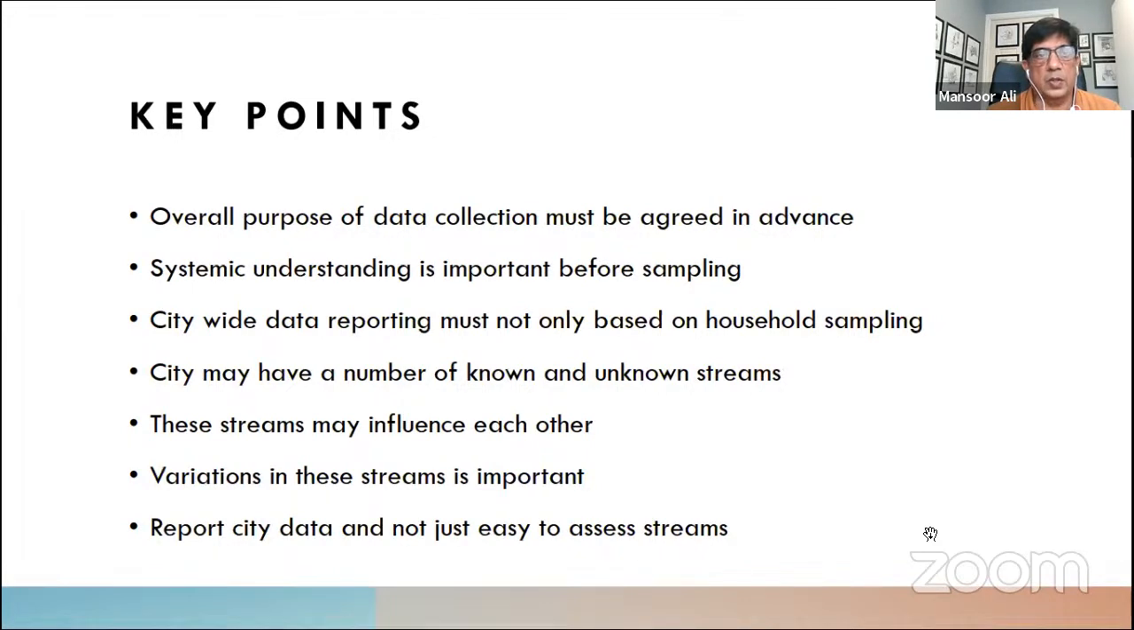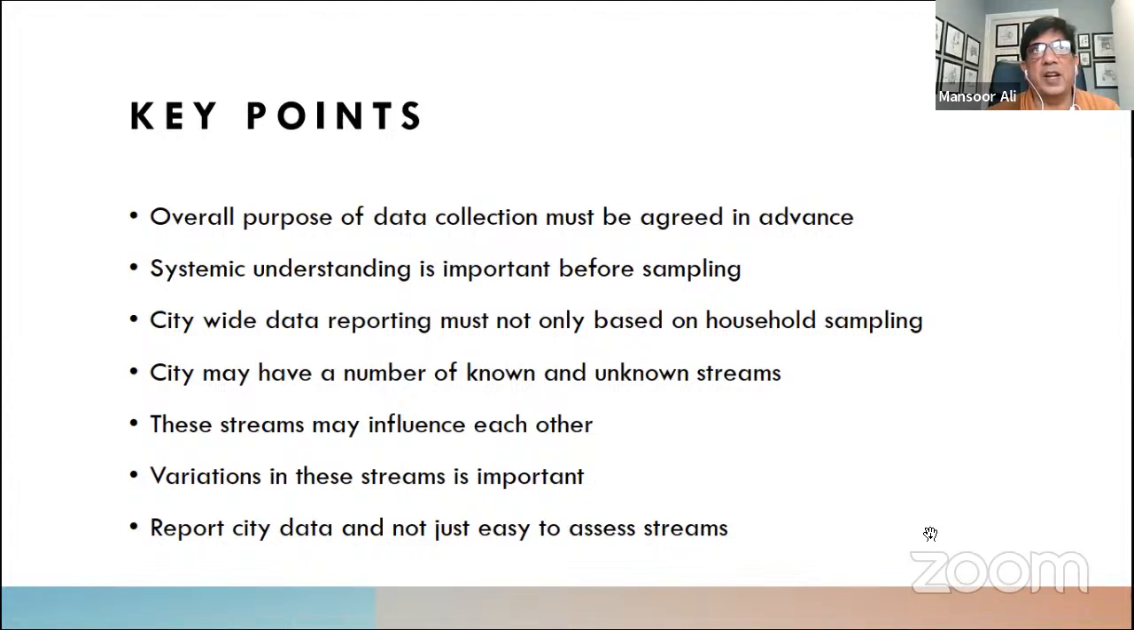So key points from this session: think about the overall purpose of data collection, and this must be agreed in advance. Do not jump in and collect data, even if somebody very senior, maybe a mayor or your boss, asks you to collect data and then we will see. Ask them politely, nicely, okay, tell me how you want to use the data, why we are collecting the data, right? So ascertain your purpose in the data collection before you start your exercise.